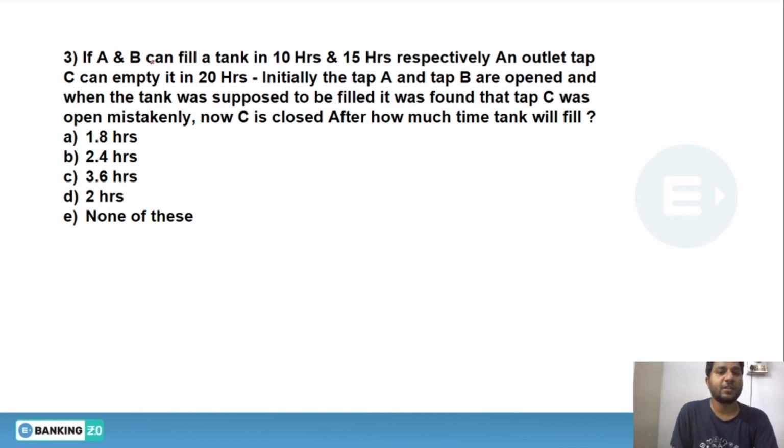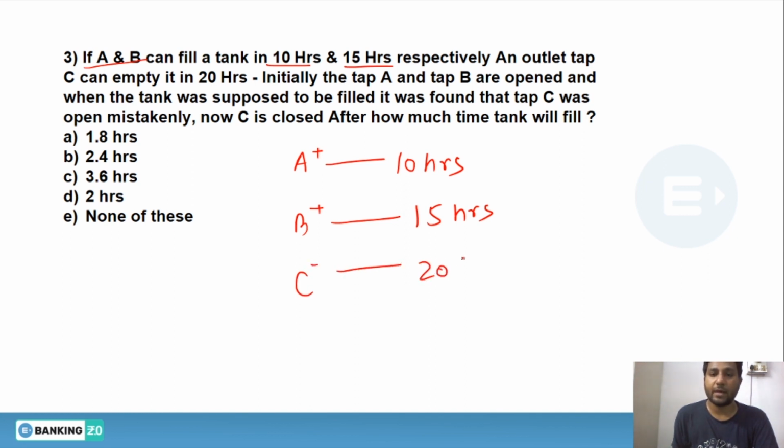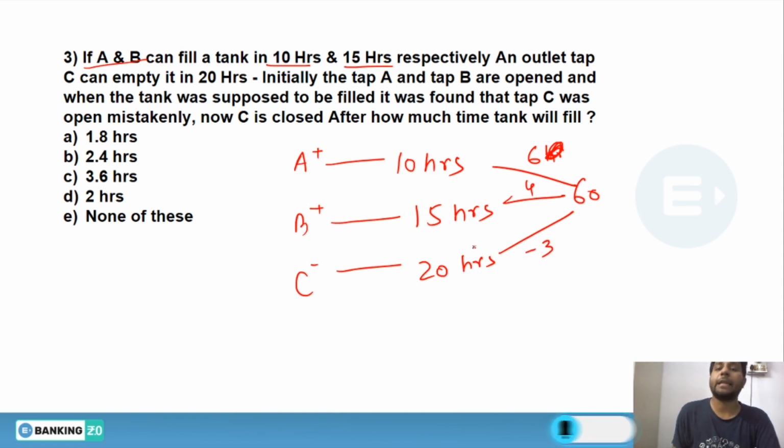The next question says that A and B can fill a tank in 10 hours and 15 hours, while C can empty it in 20 hours. Okay, we have got it. That means the LCM would be 60, and hence the efficiency would be 6 units, 4 units, and 3 units in the negative sense.